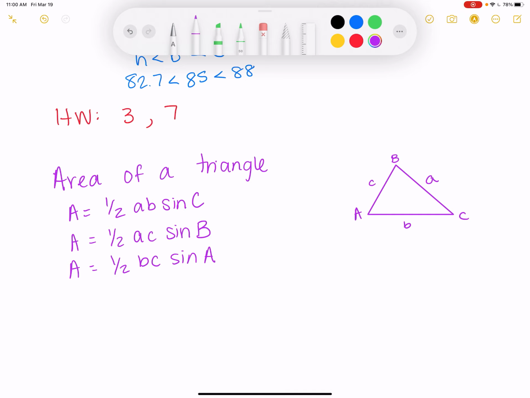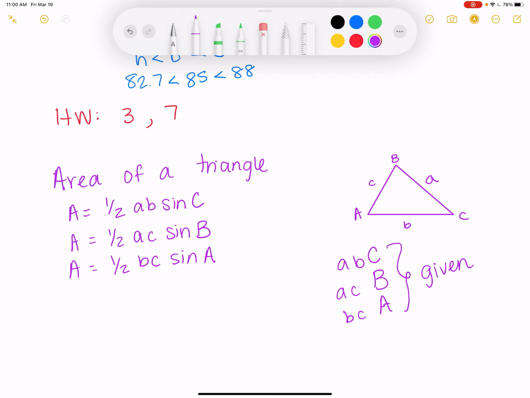So basically, you're going to be given a, b, and C. You're going to be given a, c, and B. Or you're going to be given b, c, and A. That would be your given information, and then you just use the appropriate formula from that. It's basically 1/2, the 2 side lengths you're given, and then the sine of whatever angle you were given.